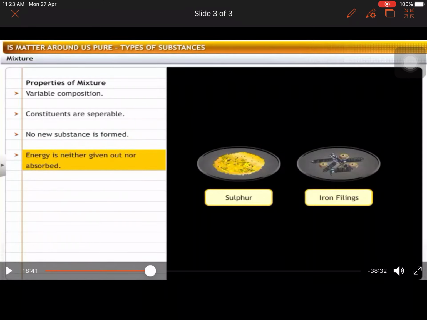For example, there should be an exothermic or endothermic reaction, right? To make any mixture, there is no endothermic or exothermic process. And why is that so?